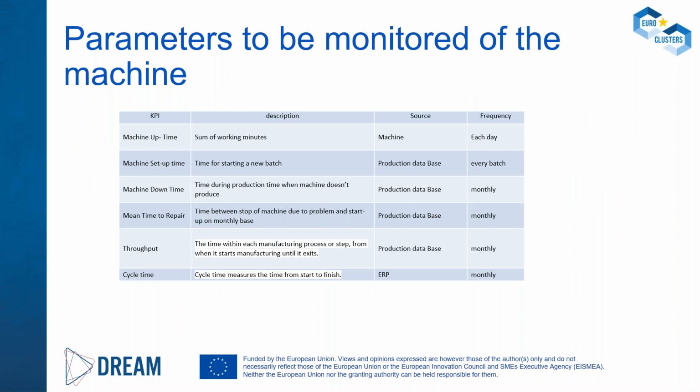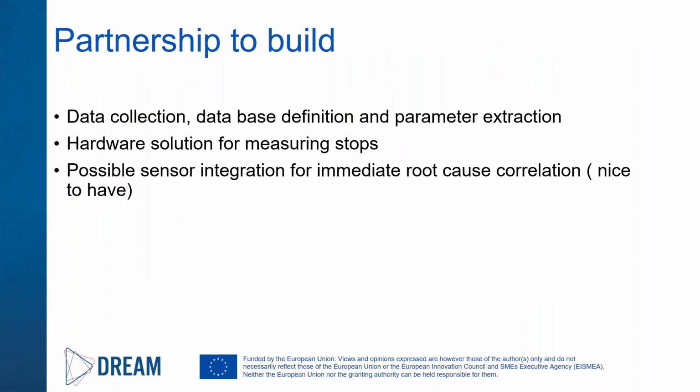For example, these are the parameters to be monitored on the machine, and these are the business parameters. So I am looking for a partnership to build this intelligent solution. Probably it's very easy to do the database definition, the parameter extraction, and to propose a hardware solution for measuring the stops. Possible sensor integration for immediate root cause correlation is nice to have, but I think for 30,000 it's more than nice to have. Thank you, and sorry for that.